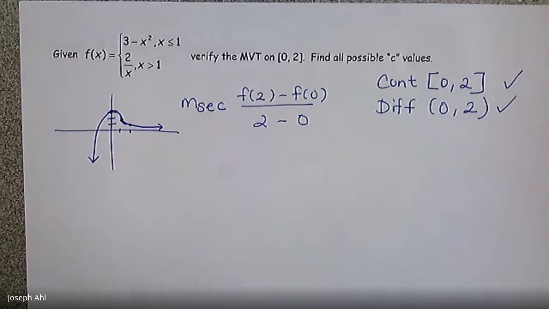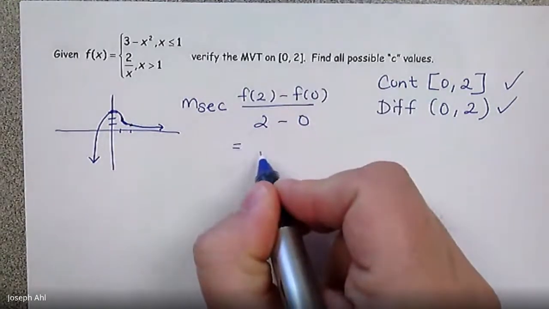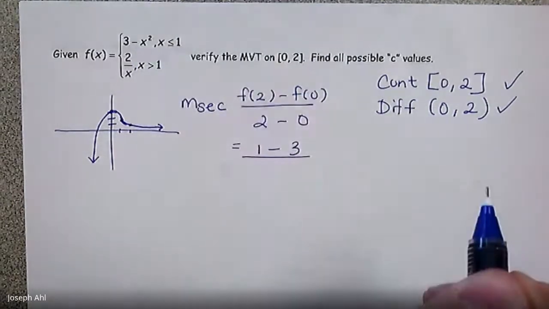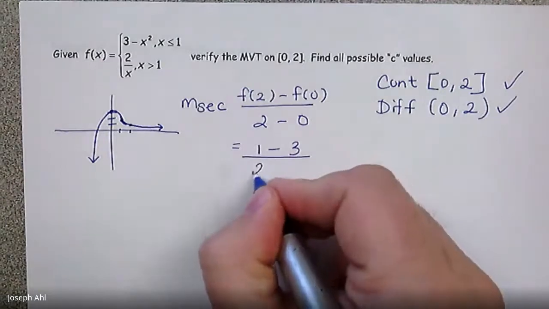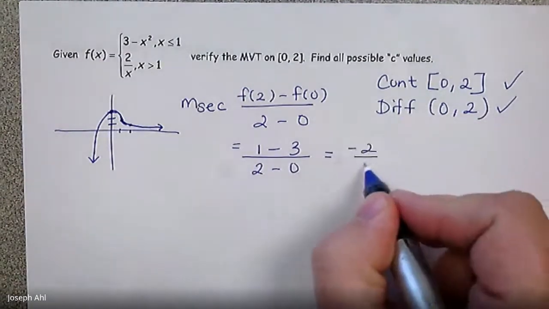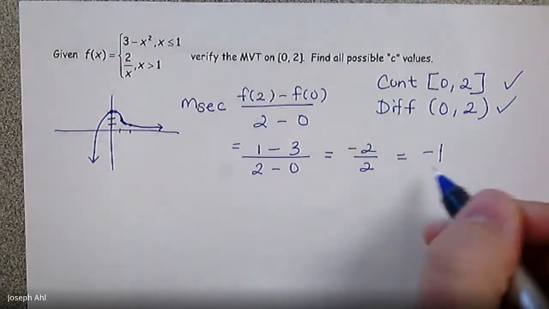Okay, so f of 2, just make sure you're plugging it into the correct function. f of 2 is going to be 1 minus f of 0, which is 3. And then this is all over 2 minus 0. So we get negative 2 over 2, which is negative 1. Okay, so the slope of the secant over the interval from 0 to 2 is going to be negative 1.